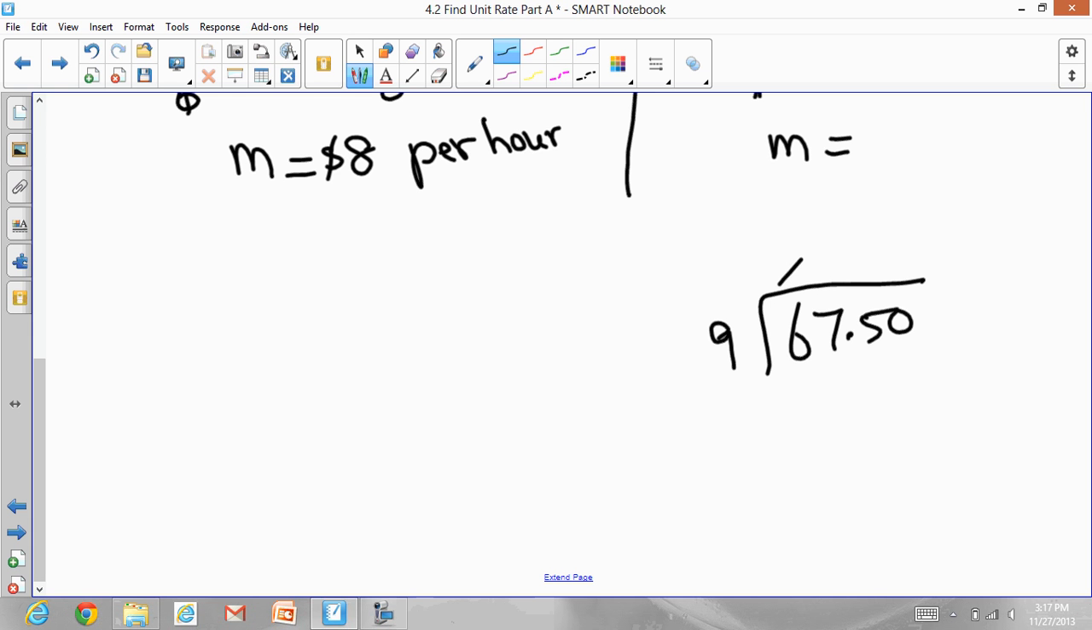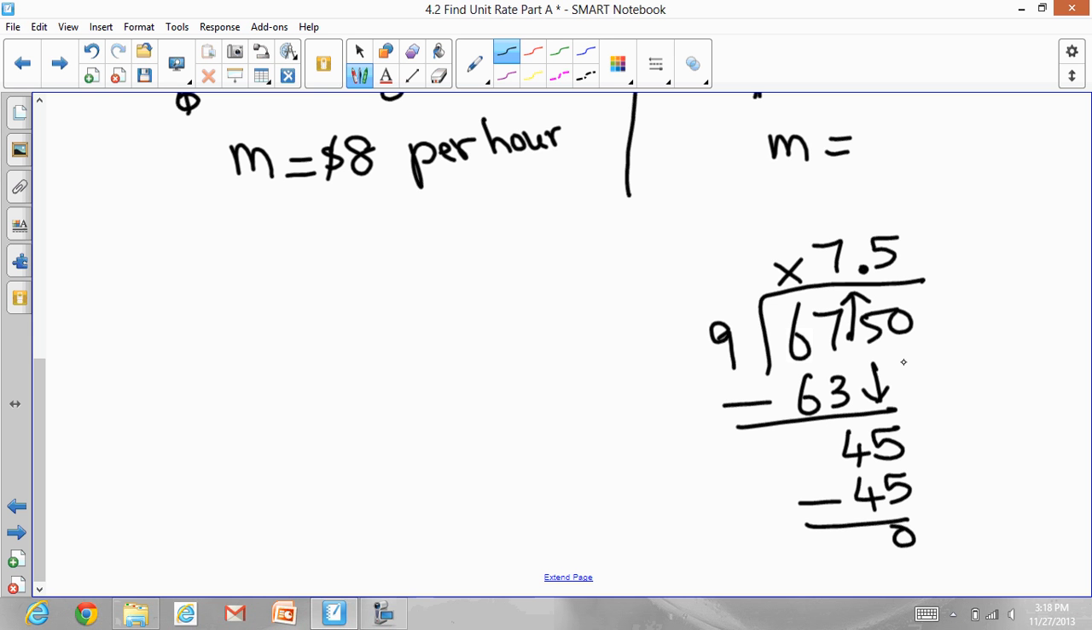9 cannot go in a 6. 9 times 7 is $63. And 7 minus 3 is 4. Bring the decimal point straight up. 5 goes down. 9 goes into 45 5 times. Bring down the 0. 9 cannot go in this one, so $7.50 is what Mr. Vasquez is going to pay per hour.